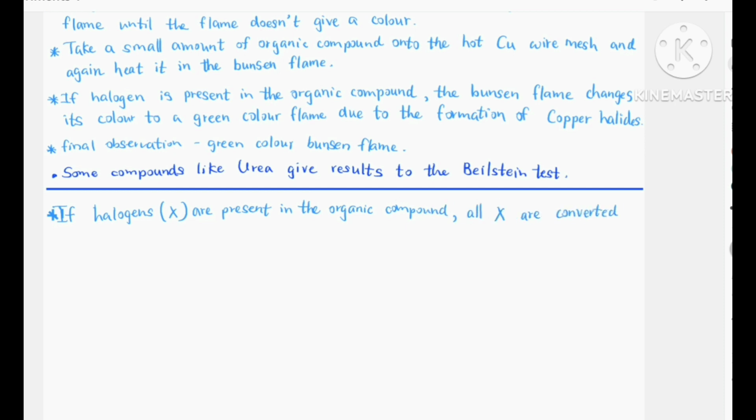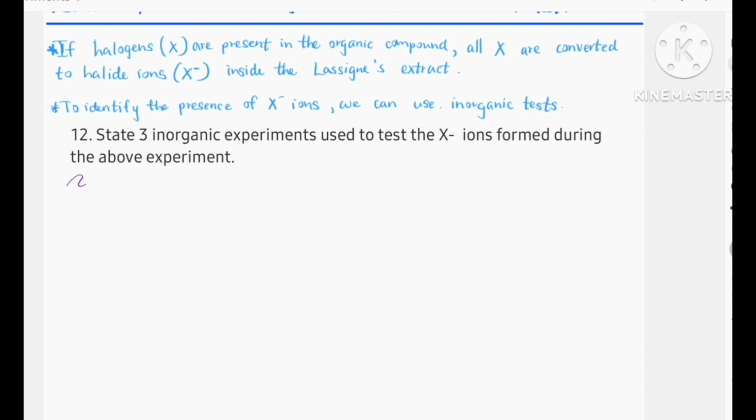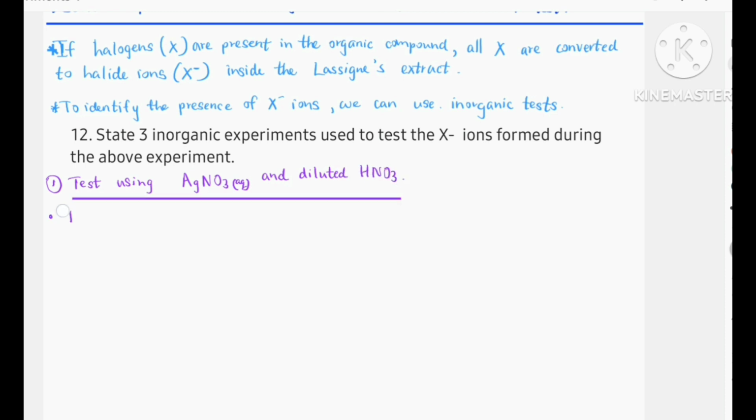If halogens are present in the organic compound, all the halogens are converted to halide ions inside the Lassaigne extract. To identify the presence of halide ions, we can use inorganic tests. Next question. State 3 inorganic experiments used to test the halide ions formed during the above experiment. First one, test using silver nitrate and dilute nitric acid.